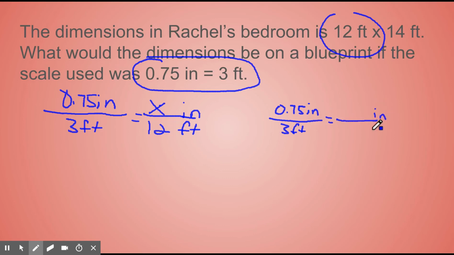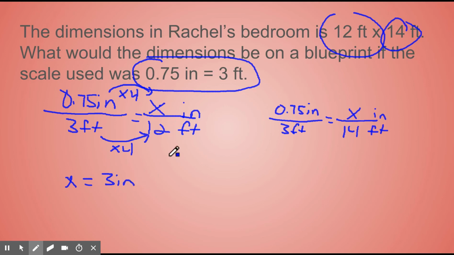And so inches to feet. I don't know what it is on the blueprint, but I do know the actual dimension is 14 feet. This one I don't have to cross multiply because I see this. Look, I can go this way, right? I can increase this by a factor of 4. 3 times 4 is 12. So on this side, I'm going to do the same thing. I'm just going to take 3/4 of an inch and times it by 4. And in this case, x is going to be equal to 3 inches.